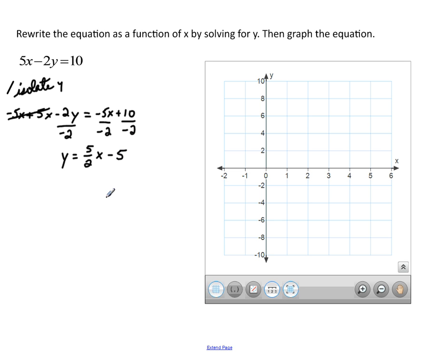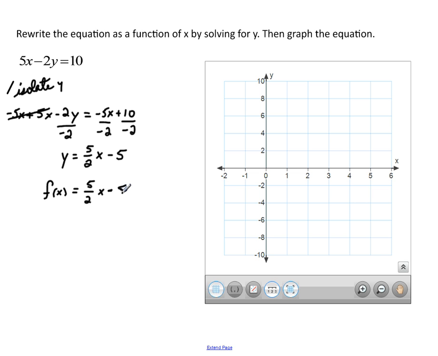Okay, so this graph is going to be written in function form. f of x would be equal to 5 halves x minus 5. So this is what we mean by rewriting this in function form. So when you see those instructions, that's what you're going to want to do.